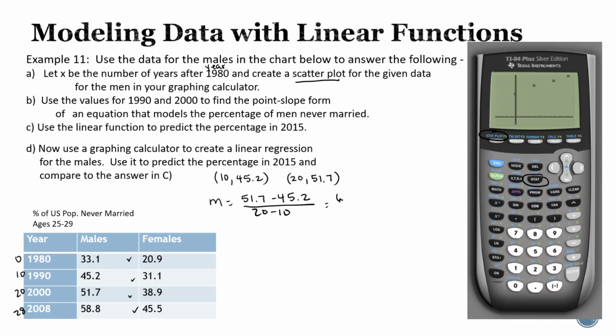I end up with 0.65 for my slope. So then for part B, when it wants me to write the equation, I'm going to get y equals my slope times, and I'm going to go ahead and use this first point here.